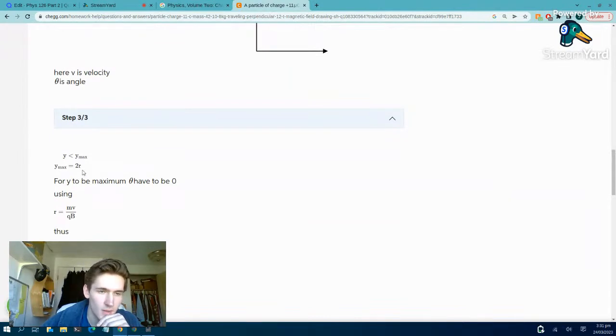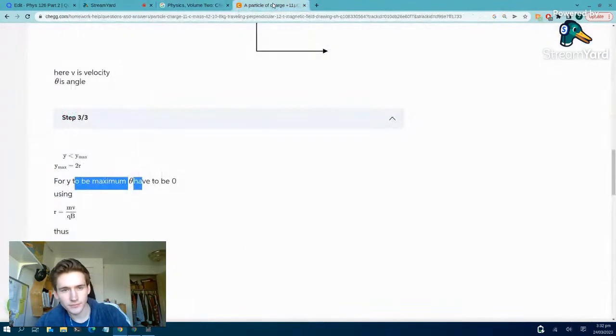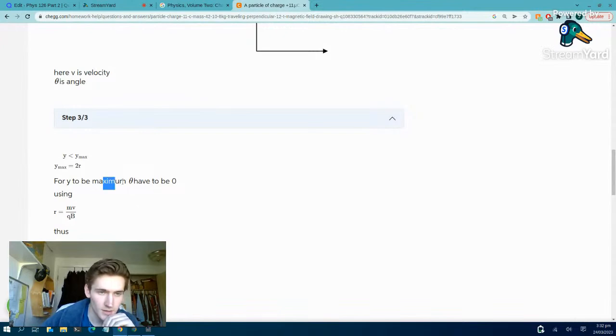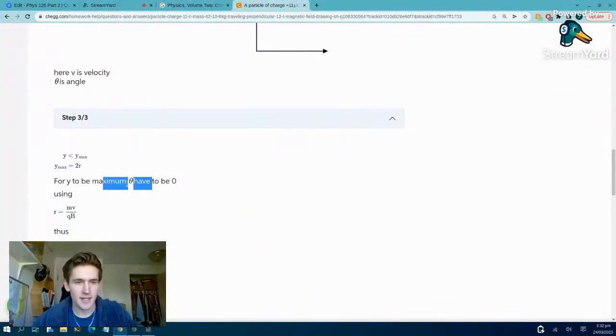Okay, so y max equals 2r to get that. For y to be maximum, theta must be 0. You don't get that part. For y to be maximum, theta must have to be 0.